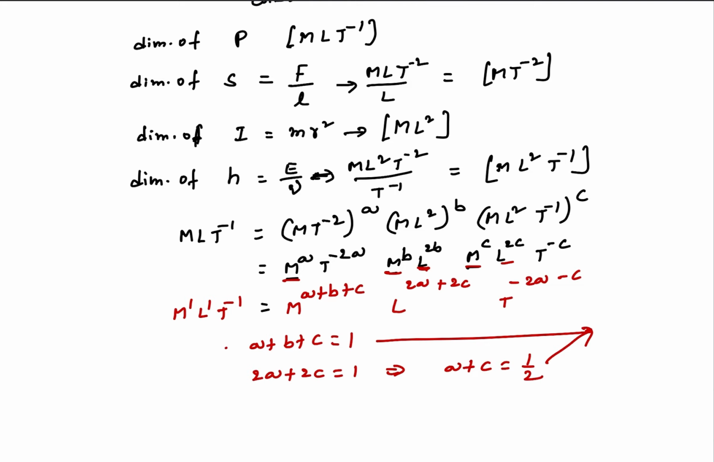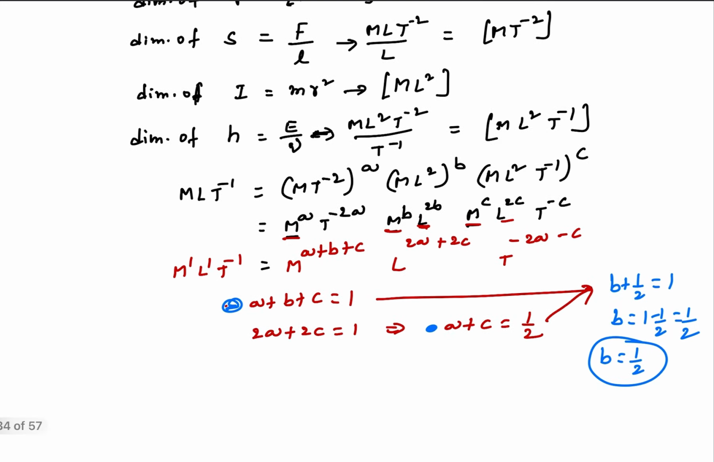Now if you see the first equation, A plus B plus C, and the second equation, you can get A plus 1 by 2 is equal to 1, so A is equal to 1 minus 1 by 2, and we will get 1 by 2. So finally the A value is equal to 1 by 2.